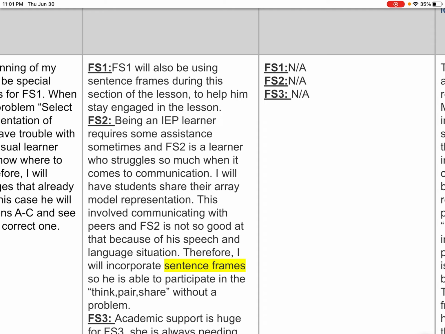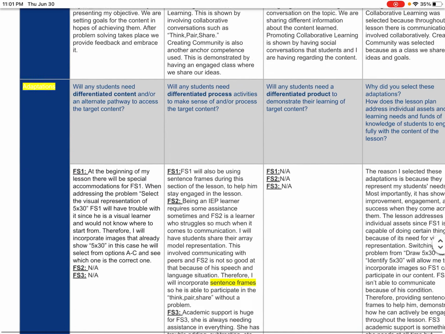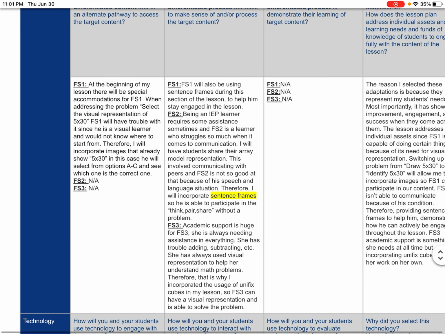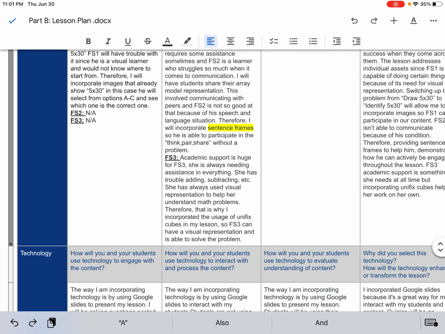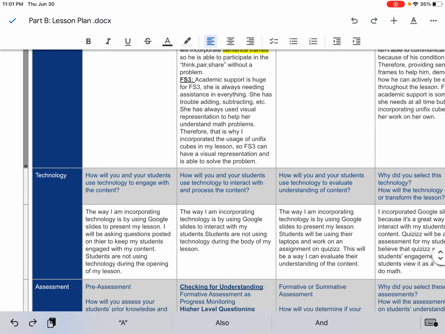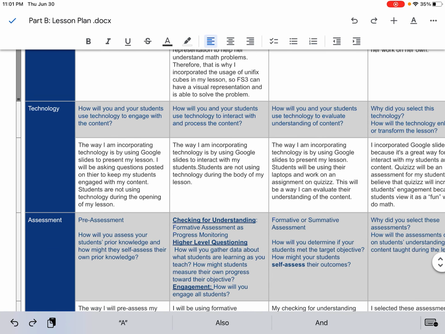What is going to be happening? And where throughout your lesson is it going to be happening? In the beginning, in the middle, or in the end? So you have to be very specific. Talk about why you're going to be providing that. How is it going to be beneficial for him or her?